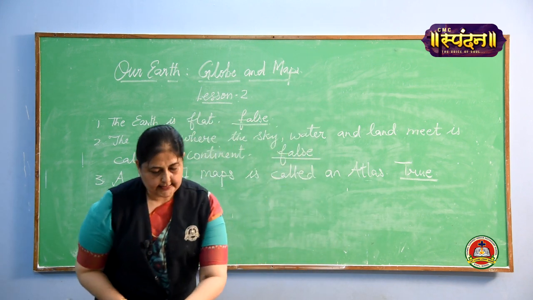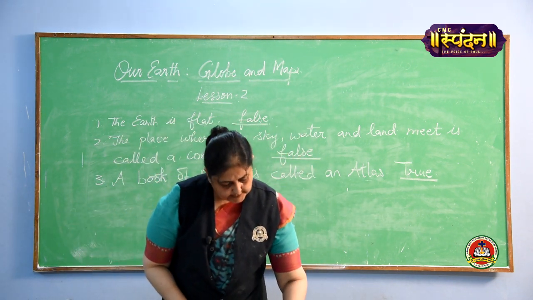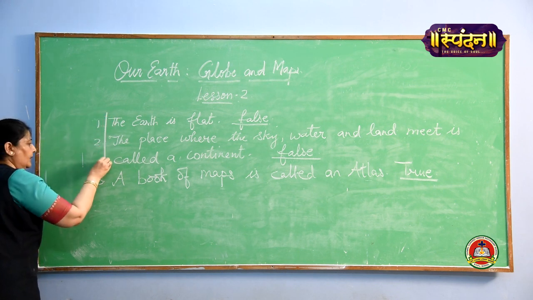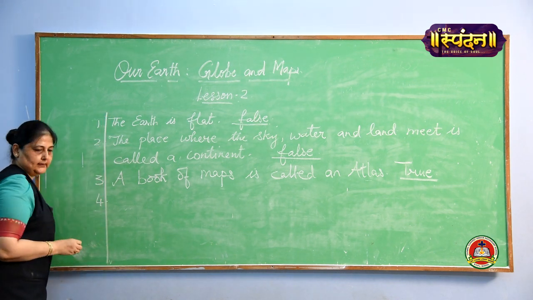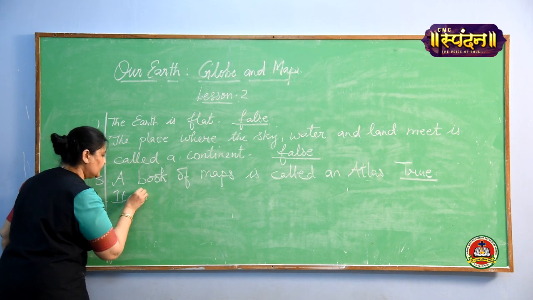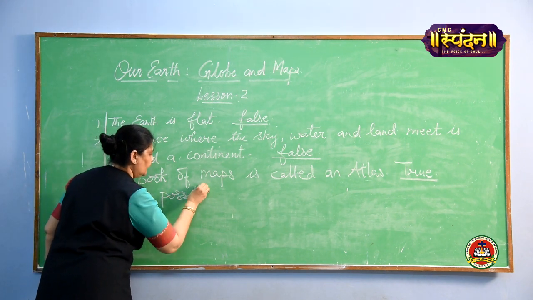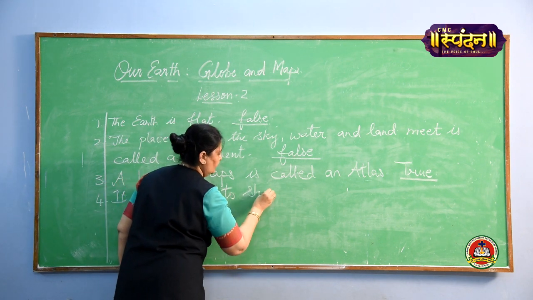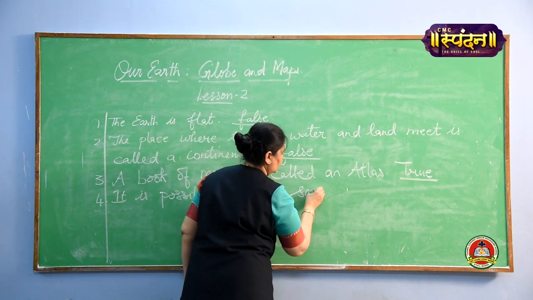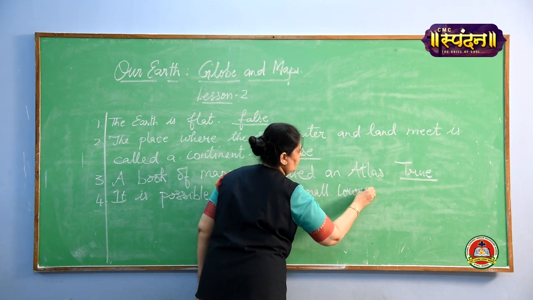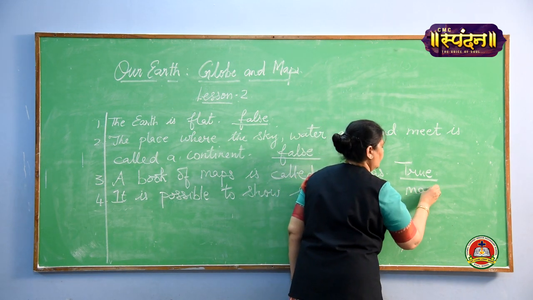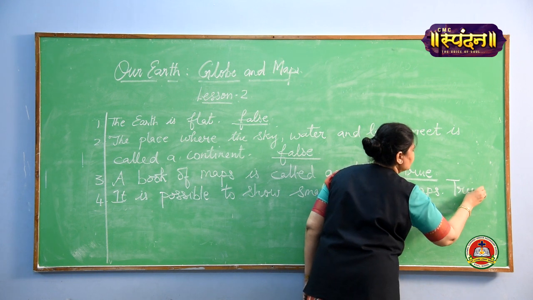Then the fourth one is, children, it is possible to show small towns on a map. Can we study the map in detail? Yes. It is possible to show small towns on maps. True. Please write true there.